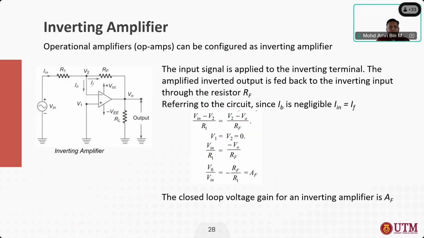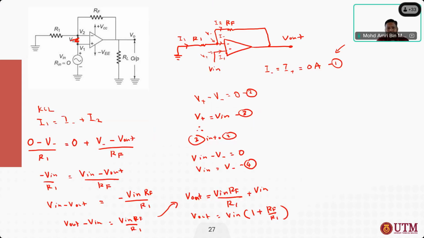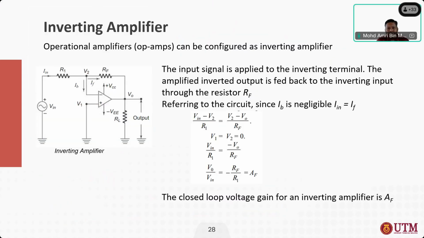So you can use the same process to find the relationship of V out to V input for this example. So in this example it proves that V out is equivalent to V in but multiplied by negative RF over R1, which means the output is inverted.